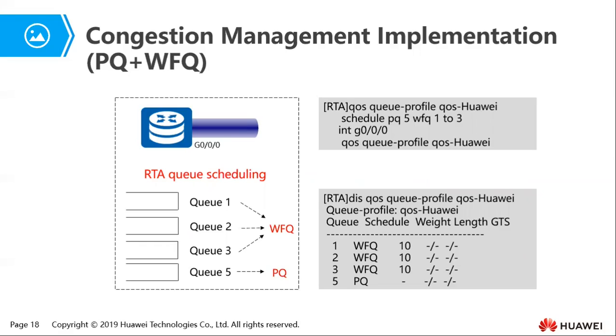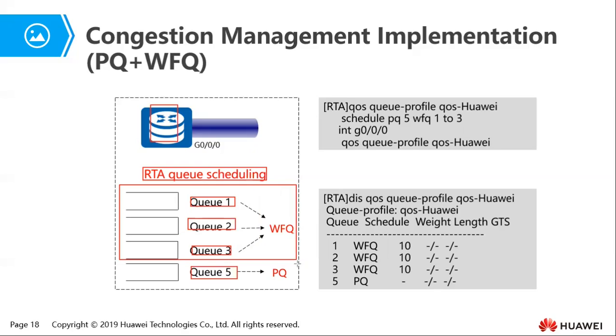How to do that is quite easy. On this particular router, we want to define several queues: Q1, Q2, Q3, and Q5. For Q1 to Q3, we want to use the weighted fair queue algorithm. For Q5, we want to use the priority queue algorithm. So how do we configure this?